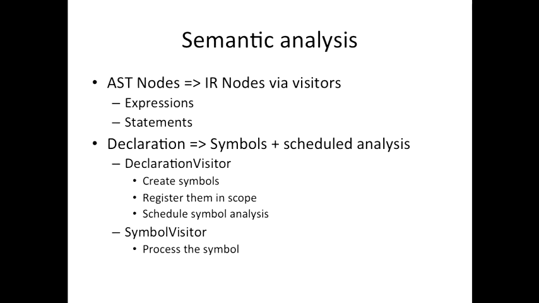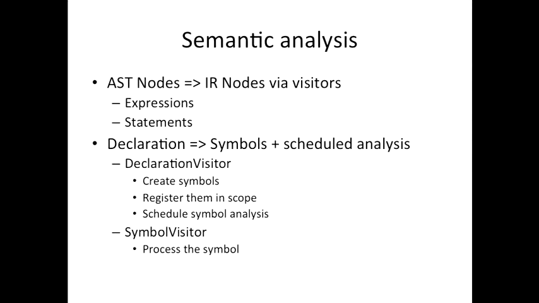All the declarations are transformed into symbols. Basically, the declaration is the AST node for a declaration, and the symbol is the IR node for a symbol. And declarations will be transformed into symbols during the semantic analysis. So the first step is the declaration visitor. It takes declarations, creates symbols from them, and registers them into the scope. It does some magic around compile-time features, and it registers them in the scheduler.